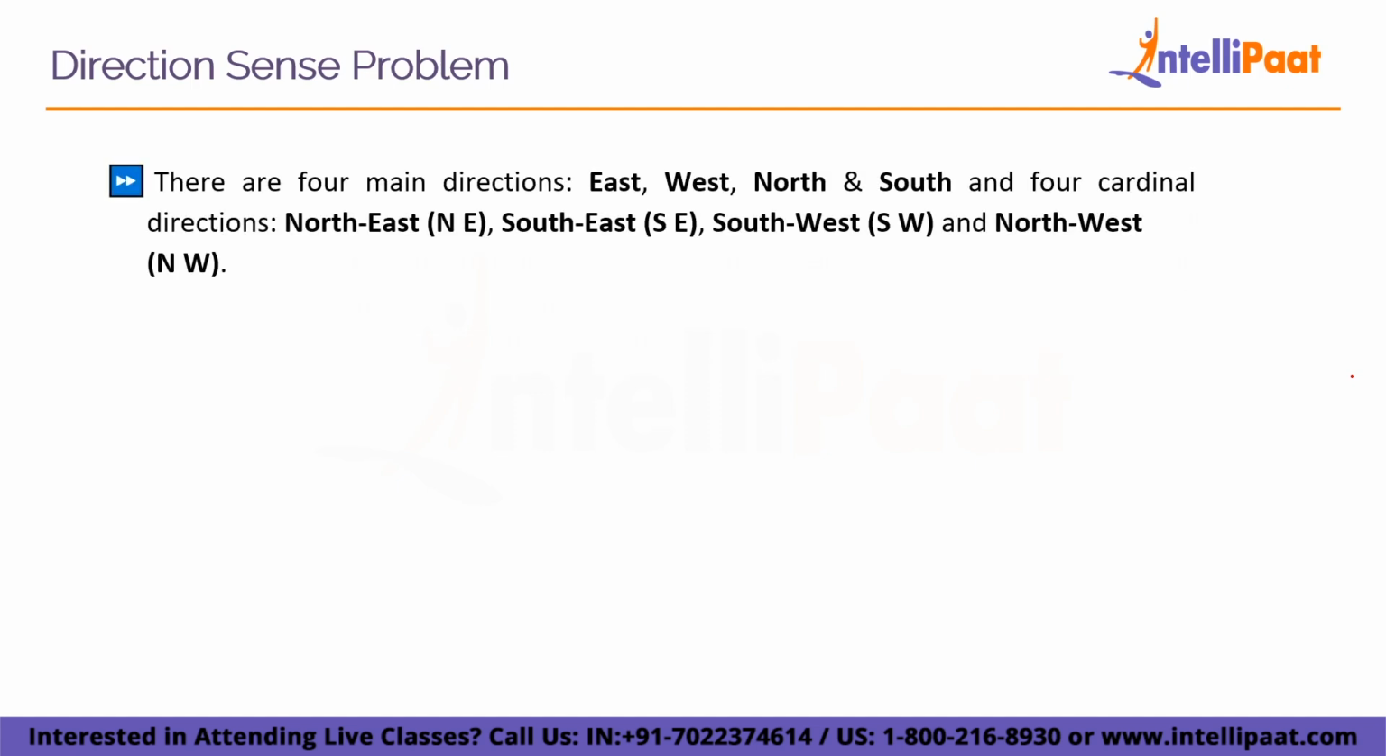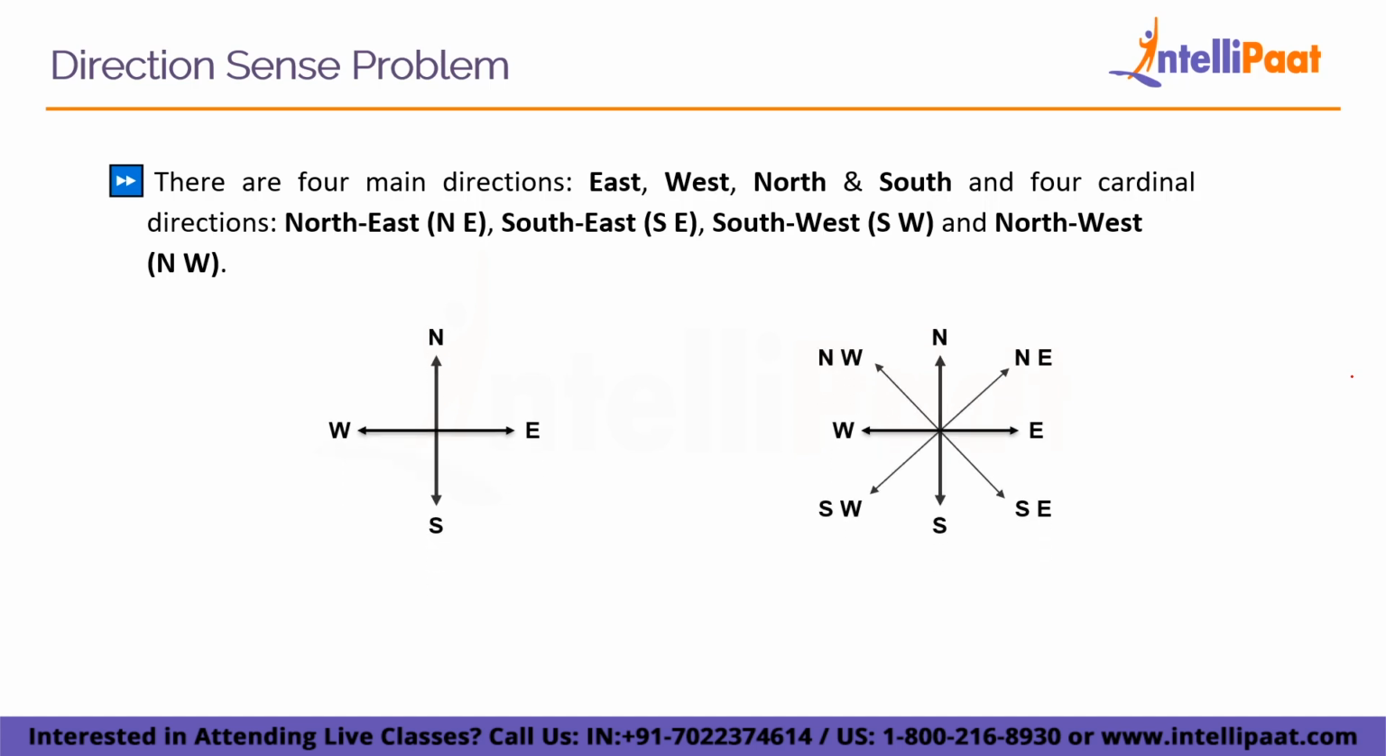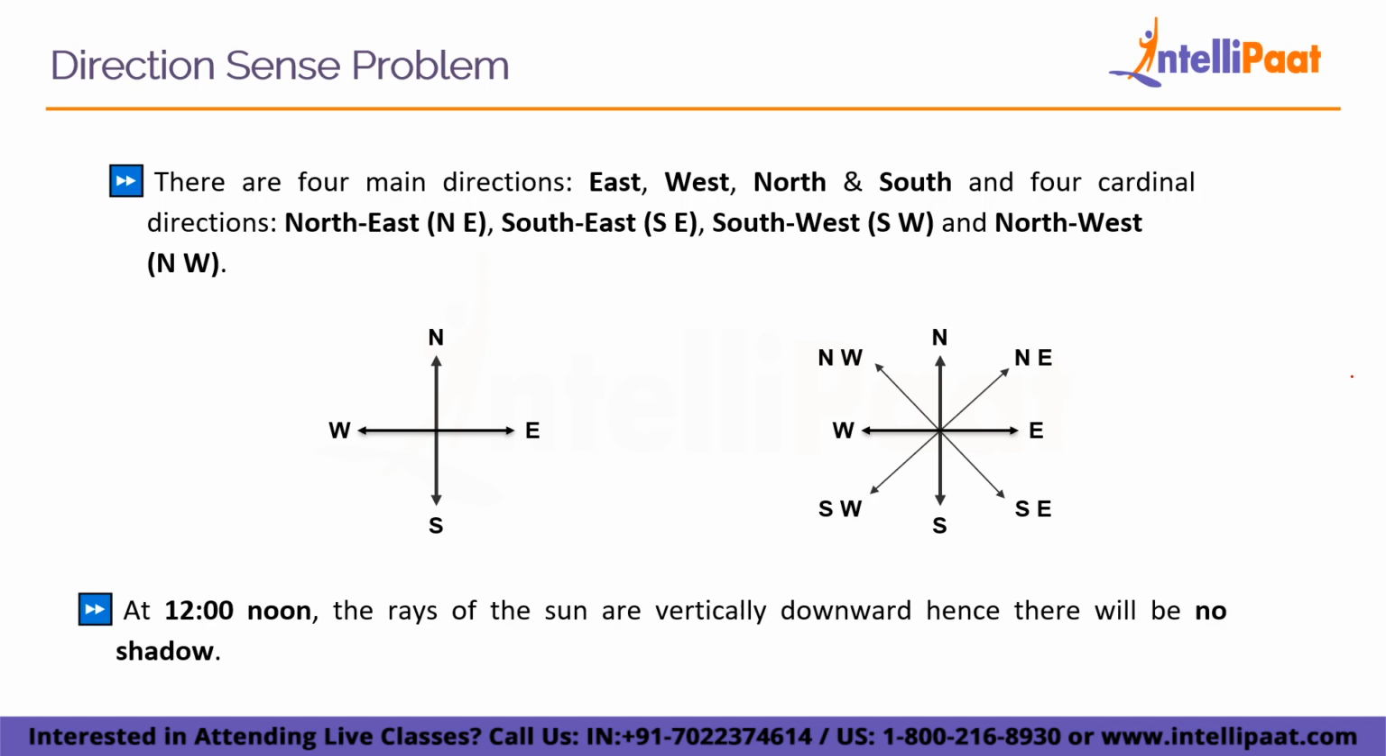So basically there are four main directions, that is east, west, north, south. These directions will help while solving the problems. And there are four cardinal directions, that are northeast, southeast, southwest and northwest. So these cardinal directions and our four main directions will help us while solving direction sense problems.